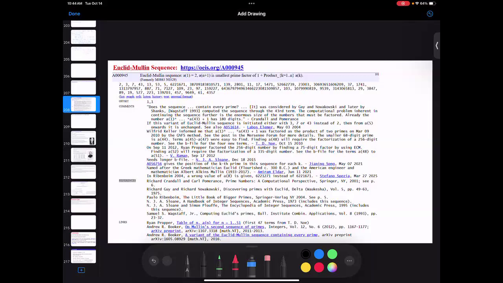What are some questions you might ask about this? So we're taking the Euclid method, we're multiplying all the primes on our list and adding 1. If it's prime, we add it to our list. If it's not prime, we add the first prime that doesn't divide it. What's a good question to ask?